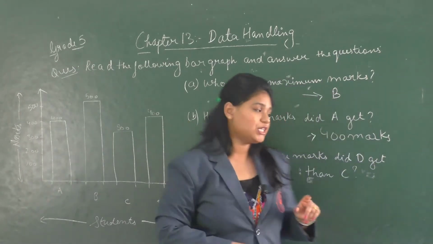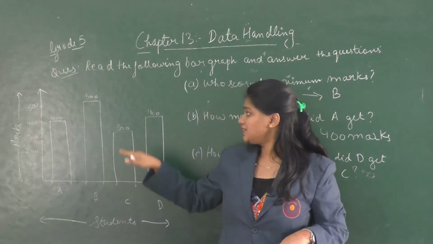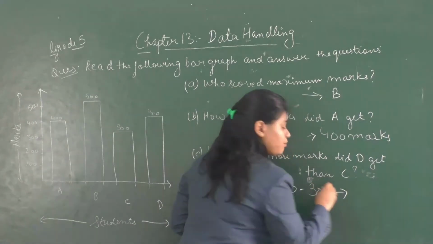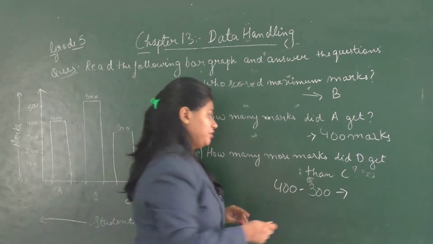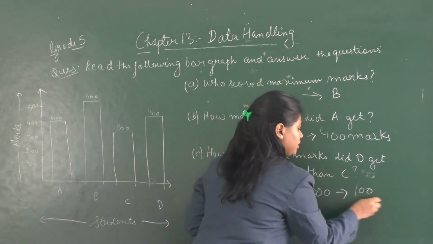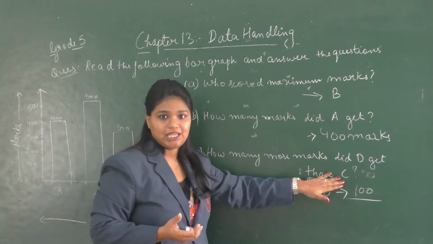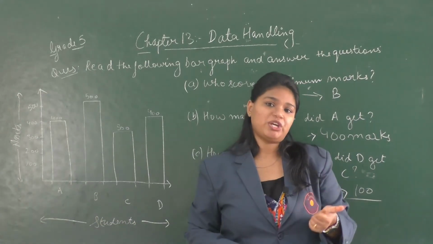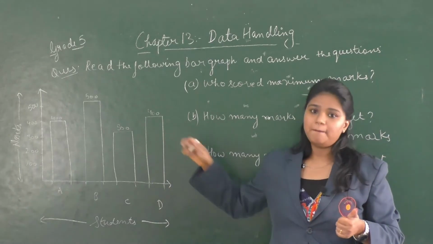So the score for D is 400 and the score for C is 300. So when we need to find who scored more marks, we will subtract, that is 400 minus 300. So we get the answer as 100. So D scored 100 more marks than C. So with the help of this bar graph, we have answered certain questions. So in this way, you can interpret data using a bar graph.